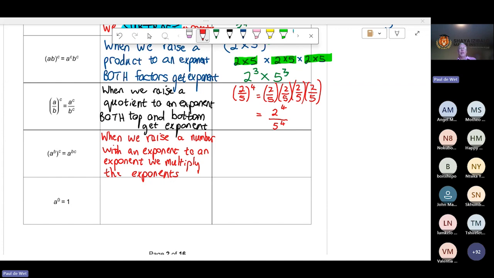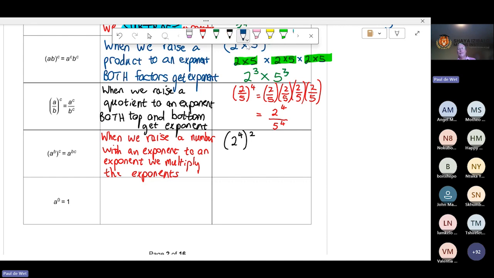Let's have a look at this one because this one's interesting. What it says is that if we've got a number with an exponent, and then we raise that number to another exponent, then we multiply the exponents. Now let's understand why this is what it is.